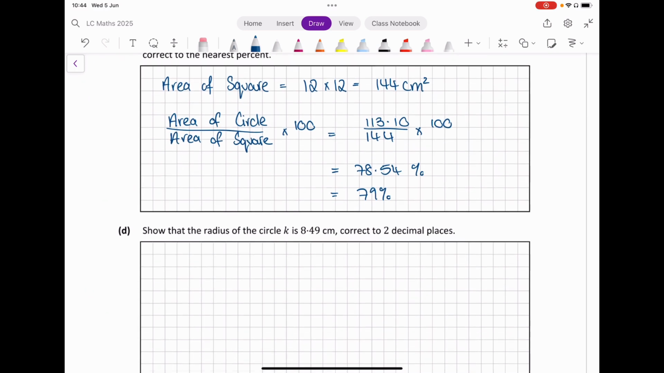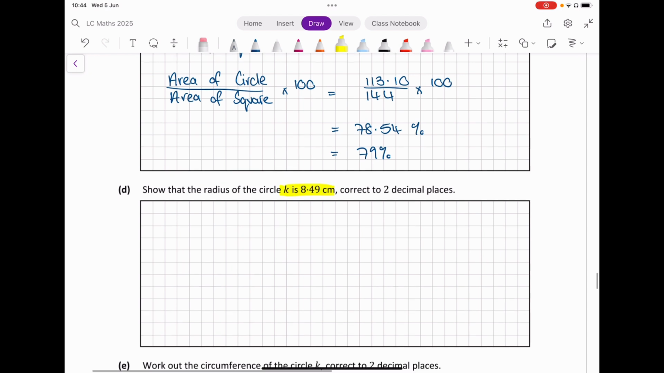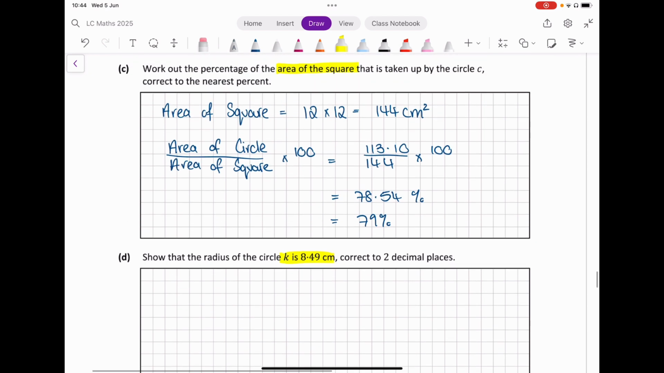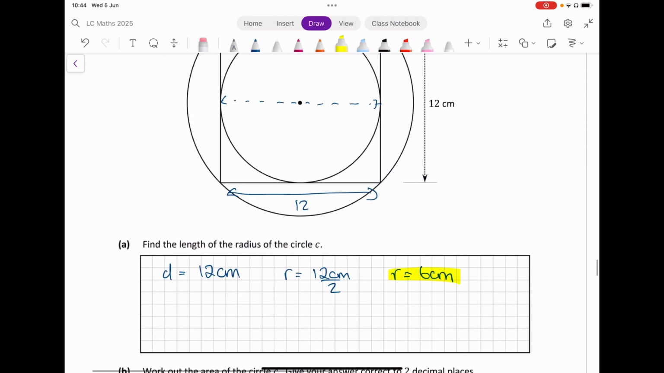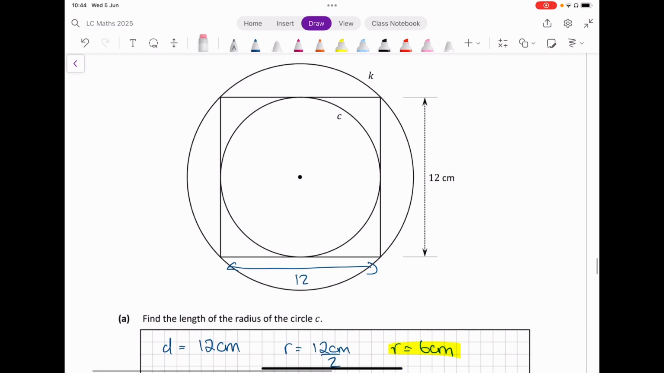The next wants us to show that the radius of the circle K is this. So they want me to show that. So next thing we do is we go back up to the diagram now and let's have a look at the radius of that circle K. So I'm looking to find the radius of circle K. And if you look here, if I draw a line between those two there, the diagonal that cuts the square, I'm after forming a lovely right angle triangle.